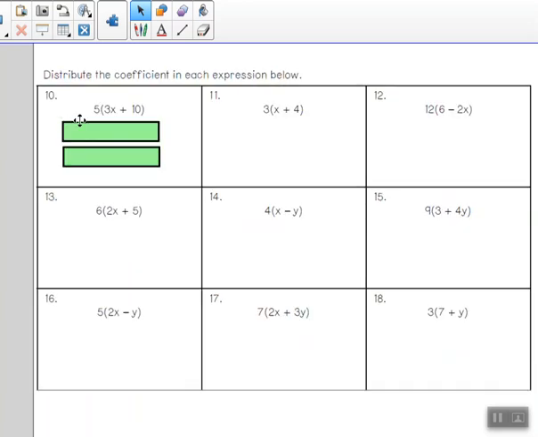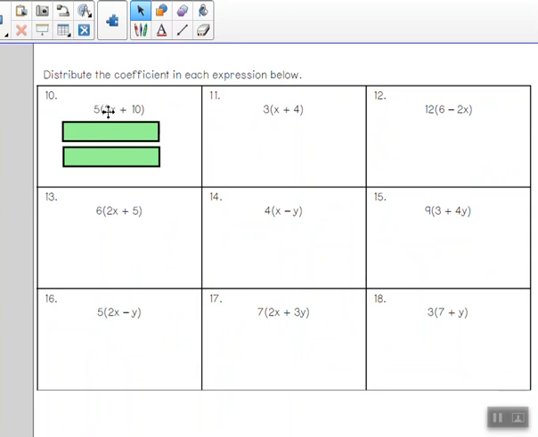Now, numbers 10 through 18, they want us to distribute the coefficient in each expression below. Don't get lost by this word coefficient. It's usually the first number outside. That's the 5, that's the 3, that's the 4, that's the 6, okay? Those are the coefficients for what we're trying to multiply.